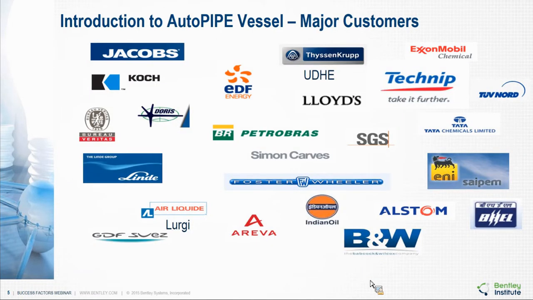Let's look at some of the users of AutoPIPE Vessel. Global major customers include EPC companies like Jacobs, ExxonMobil, Chemical Technique, TUV Nord, Tata Chemicals Limited. There is Lloyds, UDE, EDF Energy, Doris, Bureau Veritas, which is the inspection agency, Air Liquide, Lurgi, Arriva, Indian Oil, Babcock and Wilcox, Alstom, and these are some of the representatives. So if your company uses AutoPIPE Vessel and does not feature here, I just want to mention that this is a representative list, and these are snapshots of some of the most important companies currently using AutoPIPE Vessel, and there are many more.